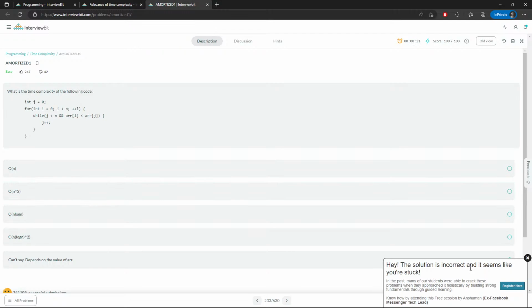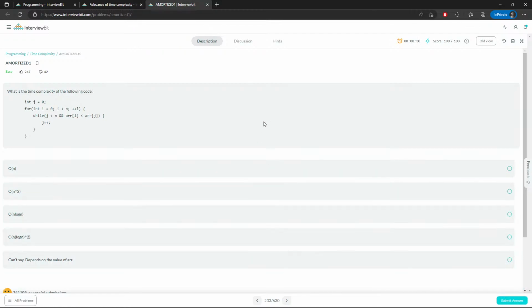I less than n plus I. Okay. Hey, the solution is incorrect and it seems like you're stuck. Really? I didn't even submit the solution yet. Okay, the outer for loop seems to have a big O of n complexity. The inner loop: while j less than n and array of I less than array of j, element at index I is less than element at index j, increment j.